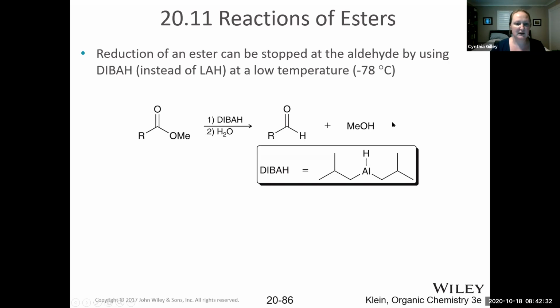point without further reduction. If the temperature creeps up, unfortunately, sometimes the aldehyde then gets reduced to a primary alcohol and the reaction produces a mixture. So this is actually a very tricky reaction for an organic chemist to perform.